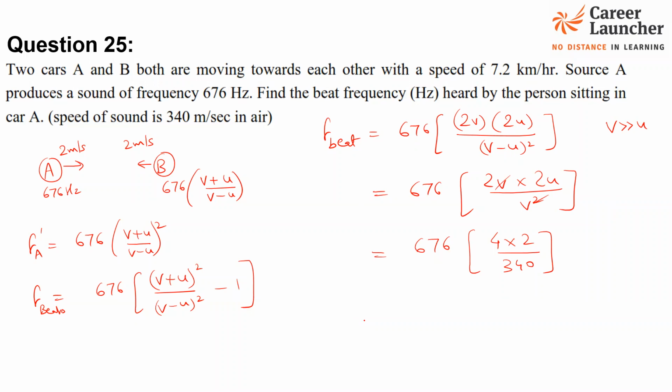So when we calculate this, it comes out to be 8 upon 340, 676 divided by 340, almost 1.98 into 8, which is almost 16 hertz. So you can say the answer will be 16. So we'll treat this as a medium level problem because you'll have to take the reflection twice. So the square needs to be considered properly, right? I hope it is clear to you. Let's move on to the next problem.